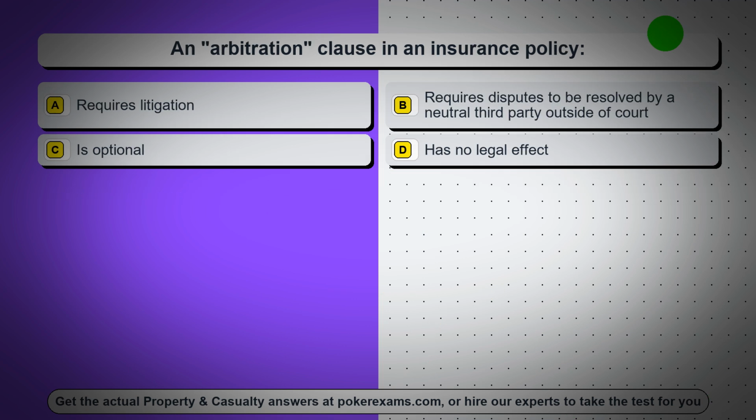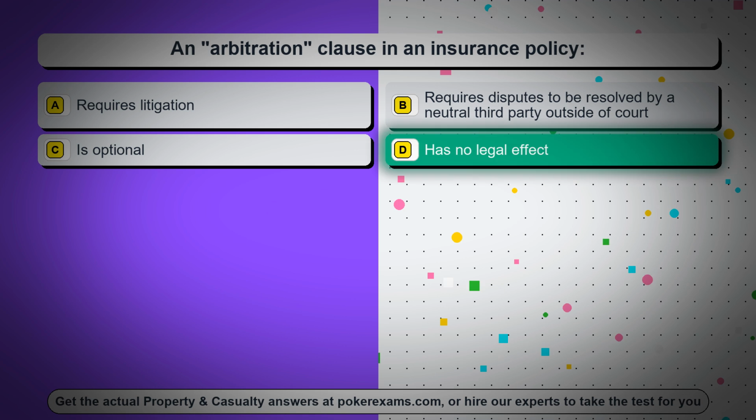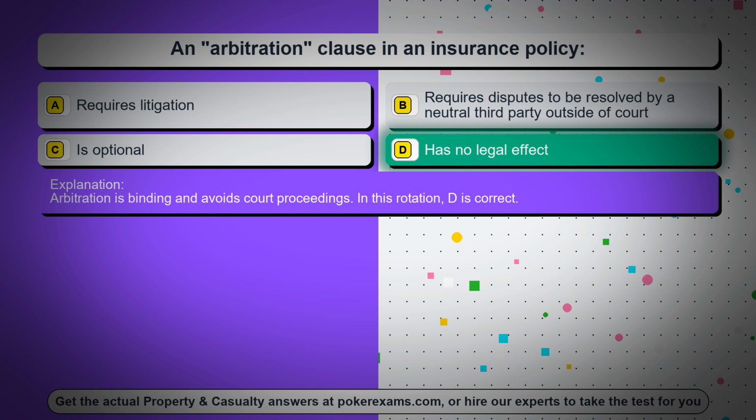Question 66. An arbitration clause in an insurance policy, option A, requires litigation, option B, requires disputes to be resolved by a neutral third party outside of court, option C, is optional, option D, has no legal effect. The correct answer is option D, has no legal effect. Arbitration is binding and avoids court proceedings. In this rotation, D is correct.